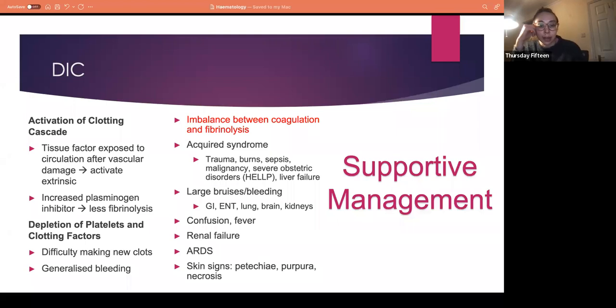The bleeds can be GI bleeds, ENT bleeds, lung, brain and kidney bleeds, with confusion and fevers, renal failure, ARDS, and then those skin signs: petechiae, purpura and skin necrosis. The management is really supportive. There's nothing we can do once it has started to stop it, other than transfuse platelets and transfuse clotting factors with FFP. We can support the patient's ventilatory and hemodynamic systems in ITU, but obviously prognostically it's not a great thing to have.